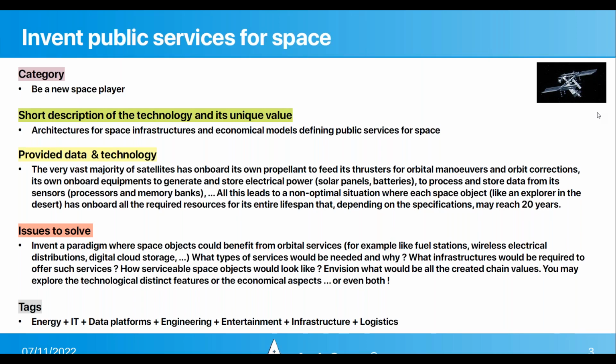Now this also maybe calls for standardization. Think of it: it would be nice to share some common requirements between different platforms. So maybe power, maybe CPU or data storage, or even different modules. Having commonality between space platforms is something you should explore.